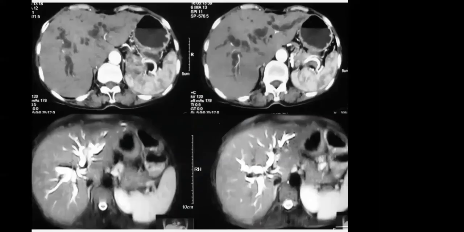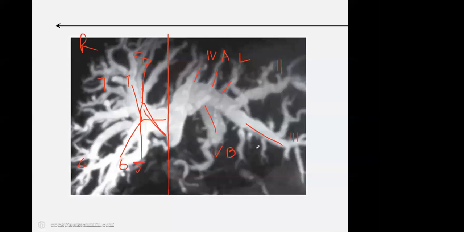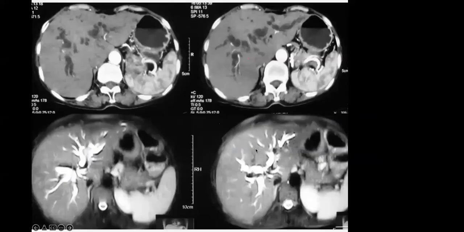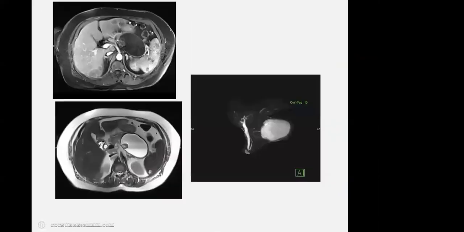So these were the normal T2 weighted sequence. These are the corresponding CT scan images. This is T2 weighted sequence, and this is the Haste sequence. All right. Now coming to few important lesions.